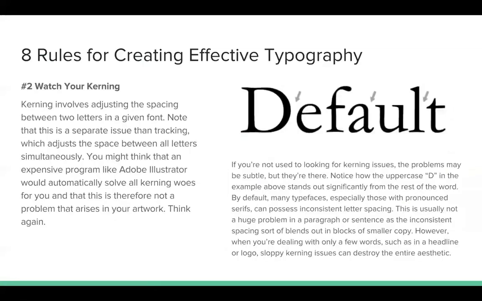Next, you want to watch your kerning. Kerning involves adjusting the spacing between 2 letters in a given font. Note that this is a separate issue from tracking, which adjusts the space between all of the letters at the same time. So you kern by moving 1 letter at a time, and you track by selecting the entire word and changing it to like -10, and it'll squish everything.